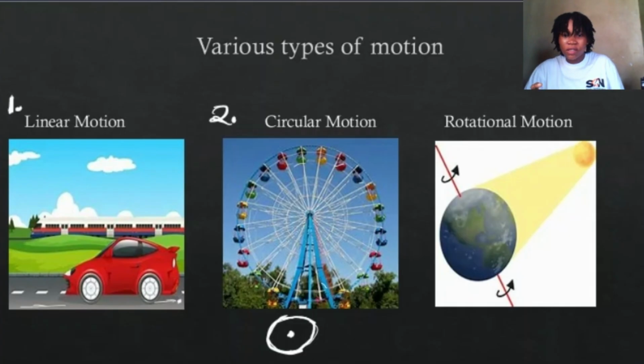You could see an example or a diagram of this briefly explained in this picture. Circular motion is briefly explained in this picture.